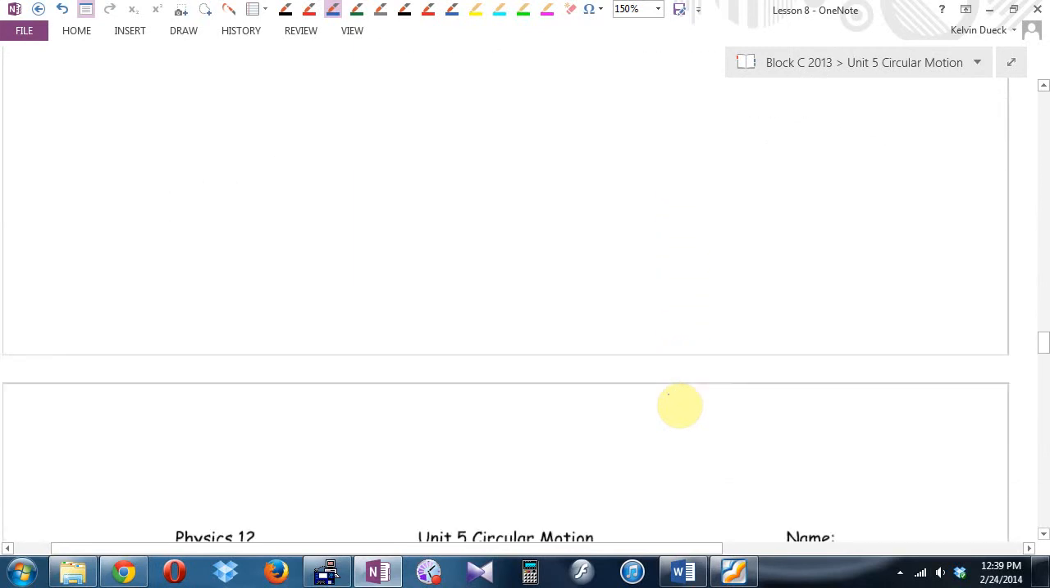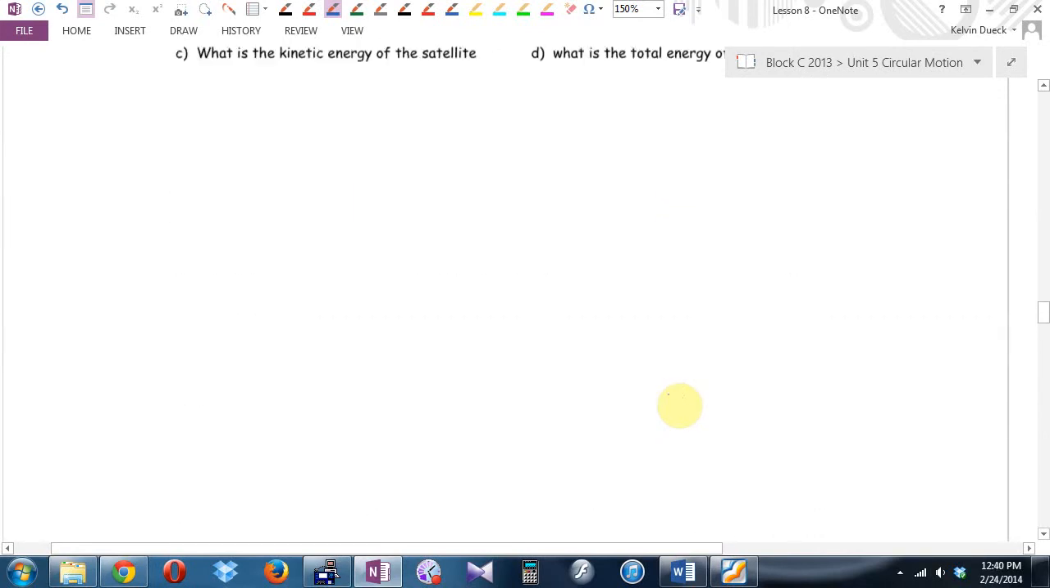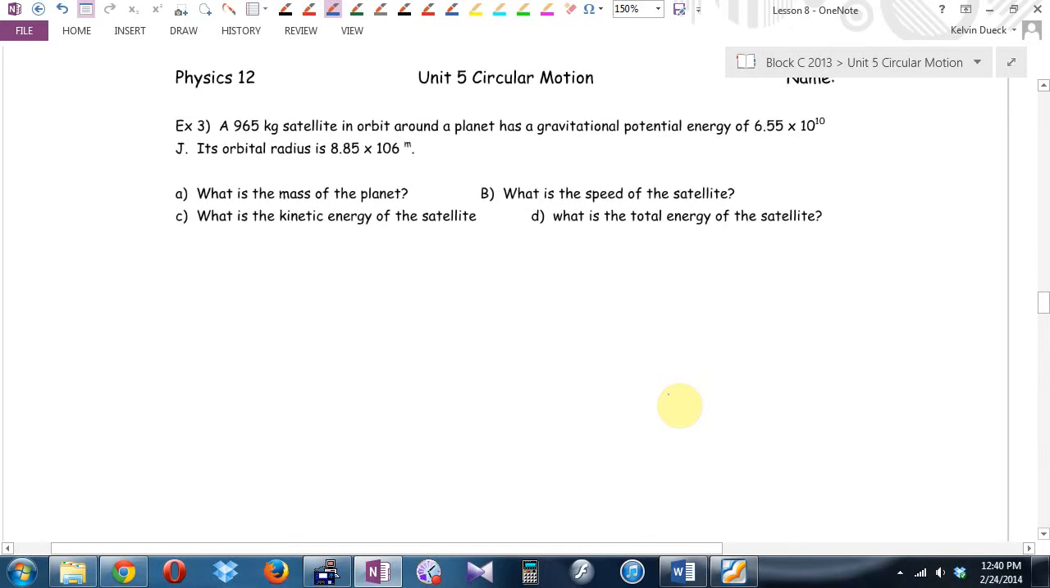Example 3, is this the last one, I think? Yes, it is. Finish off with this. A 965 kilogram satellite in orbit around a planet has a gravitational potential energy of that much. Its orbital radius is that much, except it's not 8.85 times 10 to the m. It's 8.85 times 10 to the 6th, and assume that the m is supposed to be meters. Sorry, apparently I wasn't careful with my subscripting.